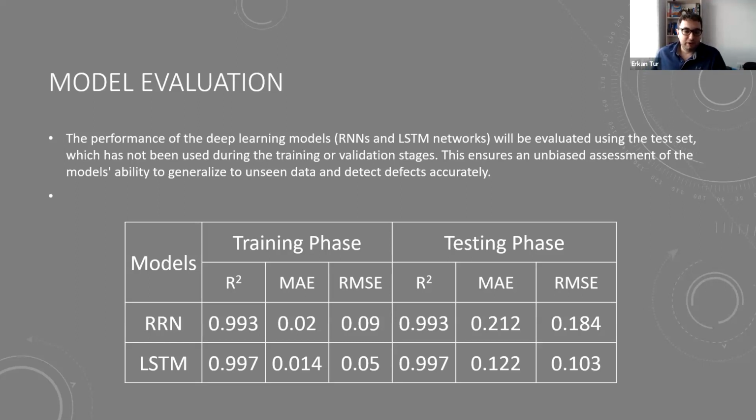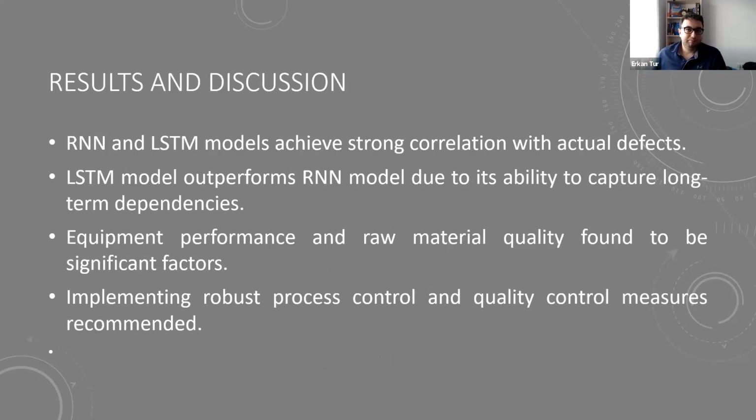Here you can see the results as a mean absolute error and the root mean squared error. And it also shows that the LSTM model has better prediction capability than the RNN in our study.